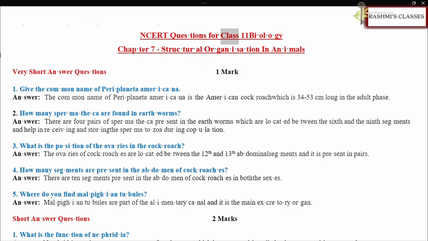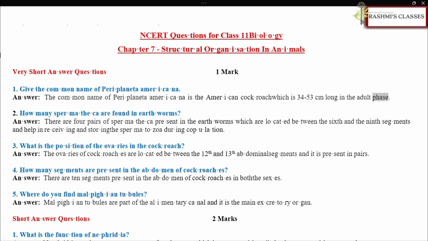Insert questions for Class 11 Biology. Chapter 7, Structural Organization in Animals. Very short answer questions. 1 mark. Give the common name of Periplaneta americana. Answer. The common name of Periplaneta americana is the American cockroach, which is 34 to 53 centimeters long in the adult phase.